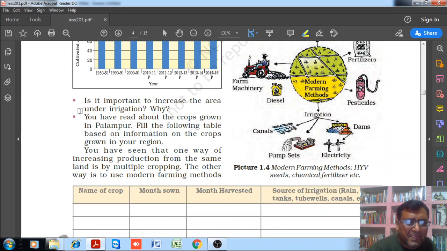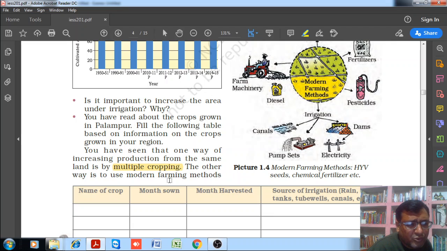Now you can see the second point. It is very important to increase the area under irrigation. Now it is a question, we have to answer it. The answer is very simple: because population is increasing and we have to increase the production from fields as food crops for this increased population. Now the next point is, you have read about the crops grown in Palampur. Fill the following table based on information on the crops grown in your region. So you have seen that one way of increasing production from the same land is by multiple cropping, as I told you right now.